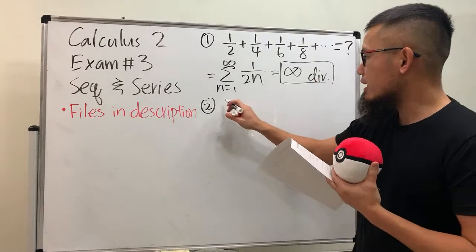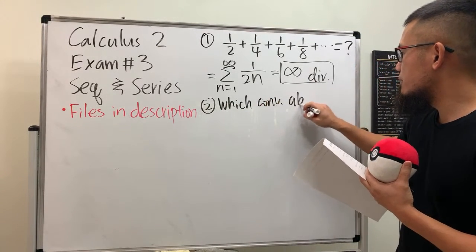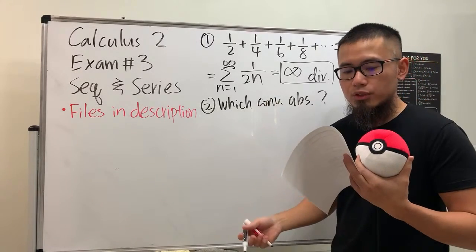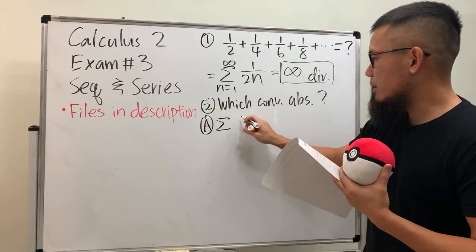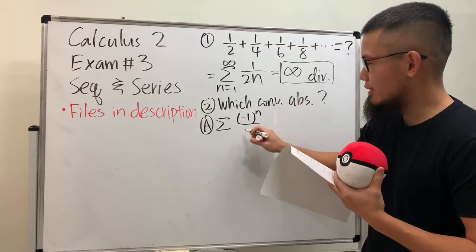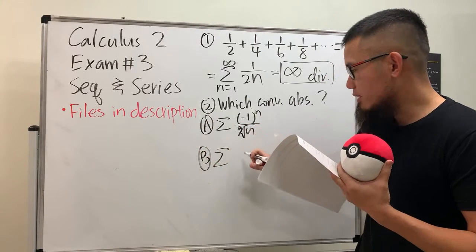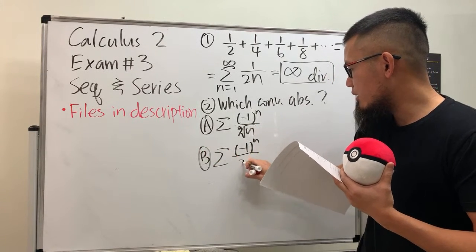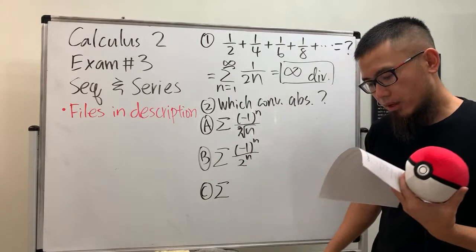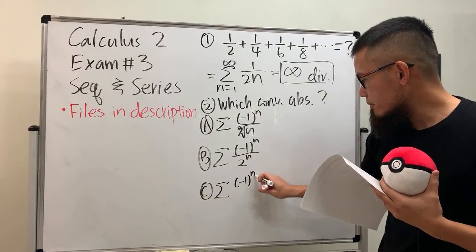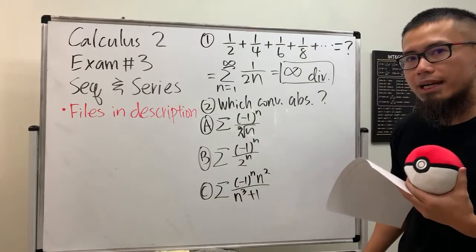And now for the second one, we would like to know which of the following converges absolutely. I will give you guys choices. The first one is the sum as n goes from 1 to infinity, but I'm not going to write that down because it's too much, of the cube root of n. B is the series, -1 to the n over 2 to the n. And C is the series -1 to the n times n squared over n to the third power plus 1.